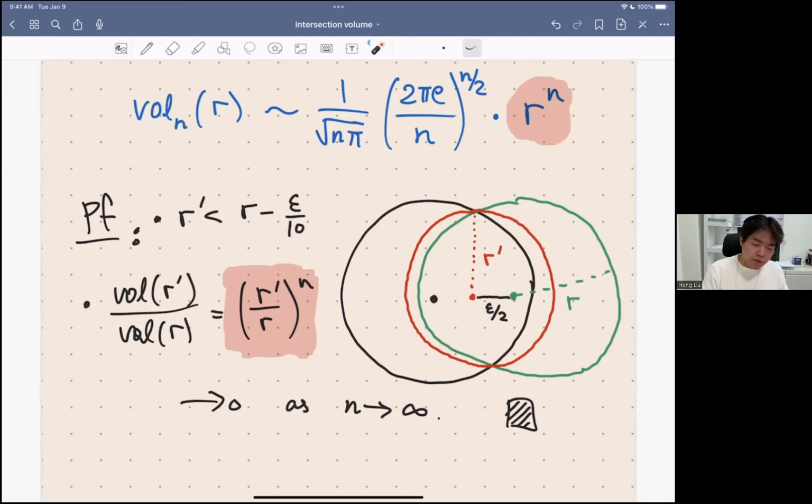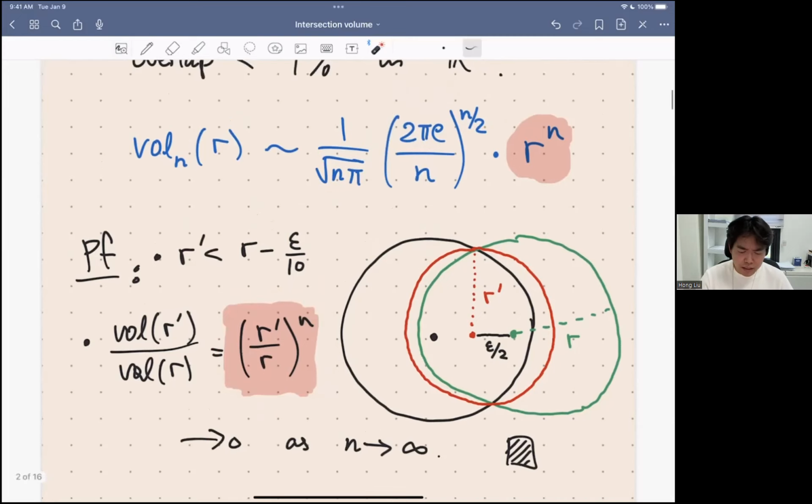Then all we need to do is to compare. If you compare the volume of the ball of radius r prime, the red one, with the original one, that gives an upper bound on the ratio of the intersection volume to the original one. Cancelling out this common term, we have exponential decay. So when the dimension is large enough, we have a very small overlap. Very pretty proof, very nice.